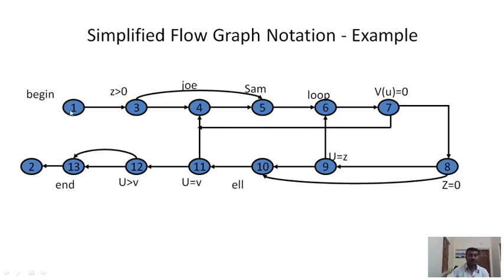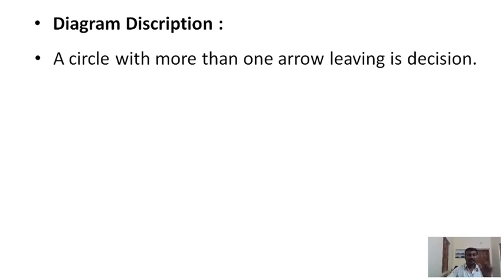Here, what are these nodes and what are these links? We will discuss everything in the diagram description area. In the diagram description, there are circles with more than one arc leaving, which is a decision. Those circles we call nodes. If more than one arc, meaning links or arrows, is leaving from a circle, such a circle is called a decision. We already discussed this: if the links diverge, it comes under decision.